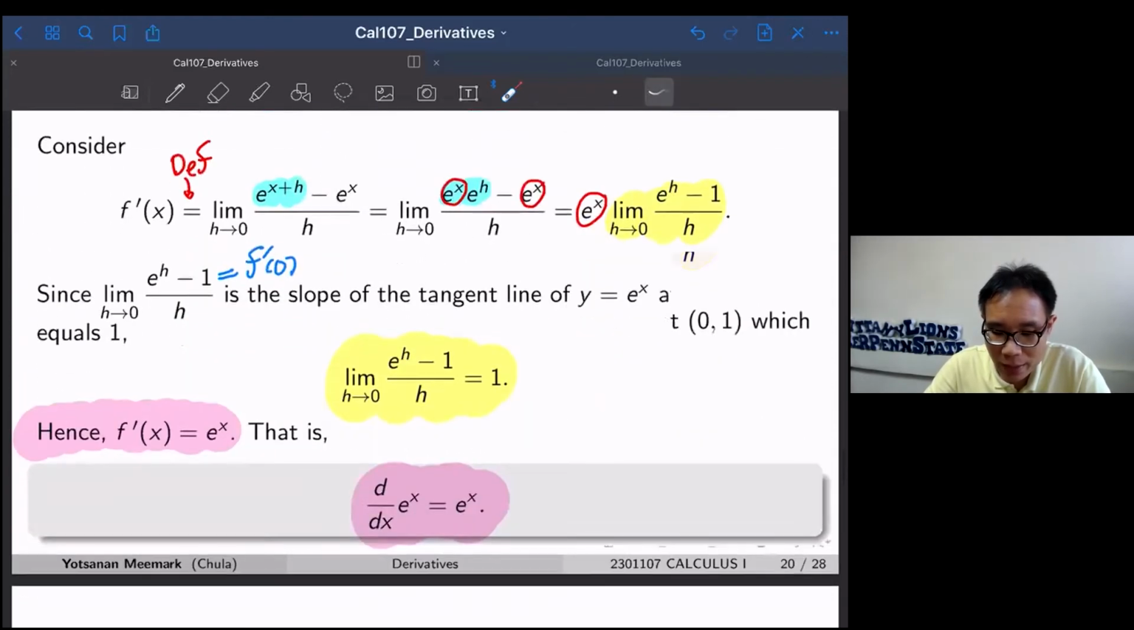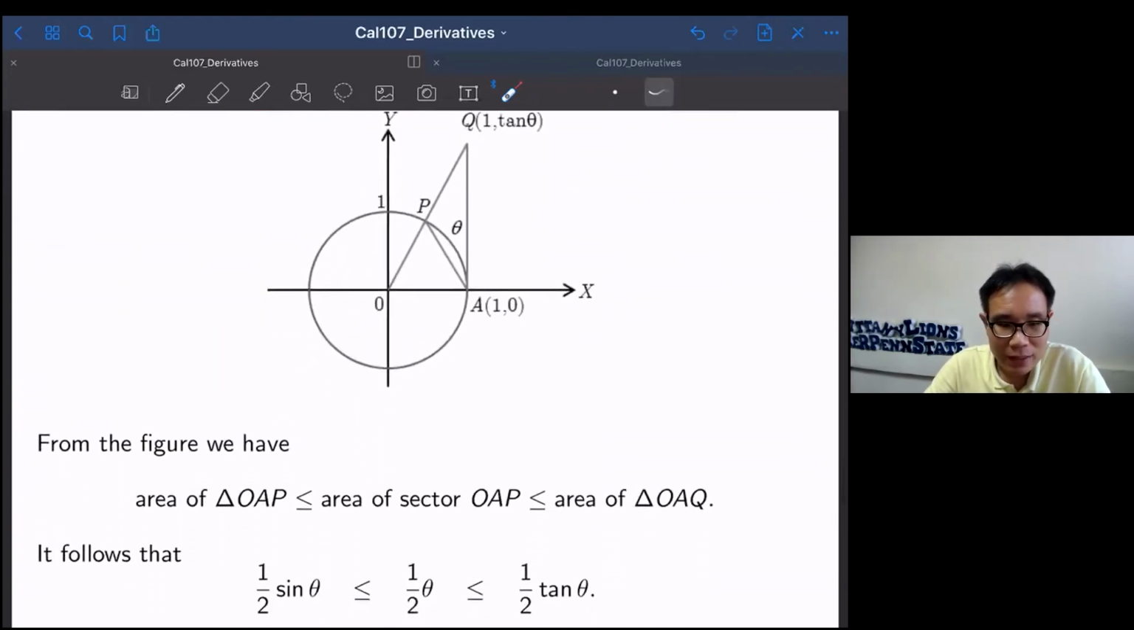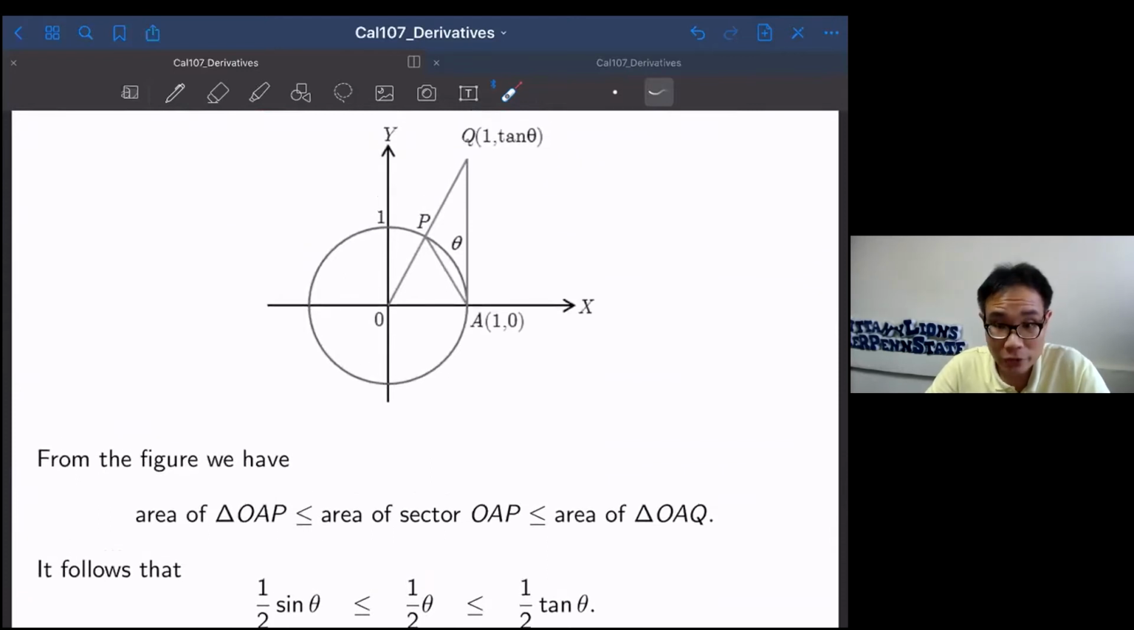Okay, the last thing that we're going to study is going to be about trigonometry. We need to differentiate sine and cosine. In order to differentiate sine and cosine, we're going to study a special limit. In order to study that limit, we're going to take a look at this picture.